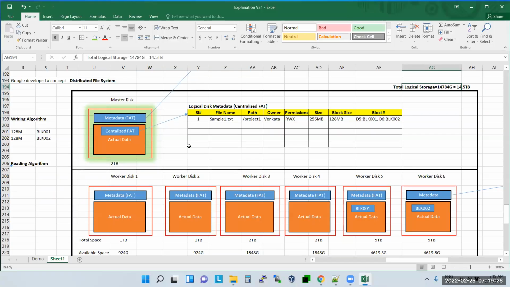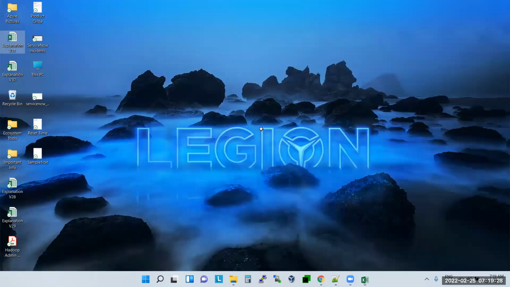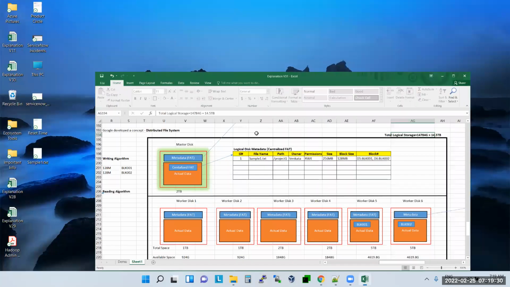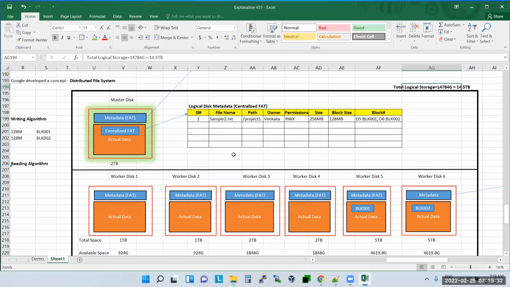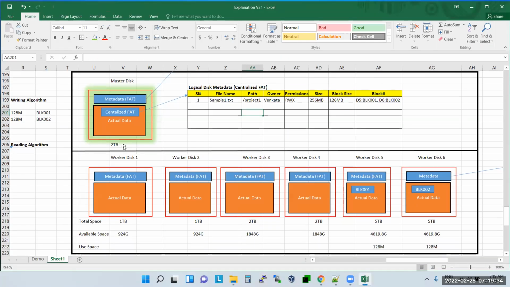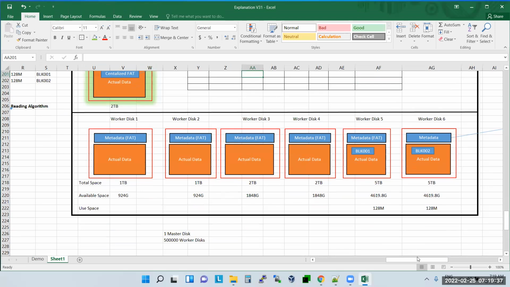Sir, one doubt, sir. Yes. Sir, in the worker disk, what metadata is it storing then? What is the worker disk metadata?